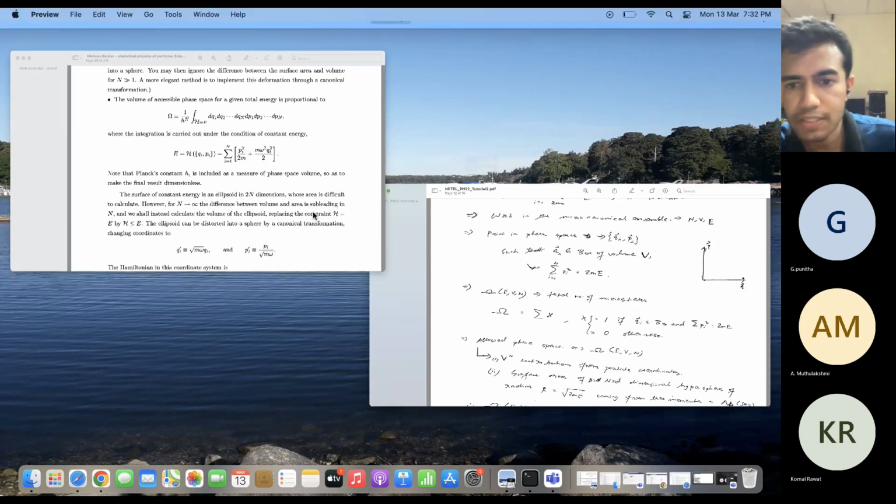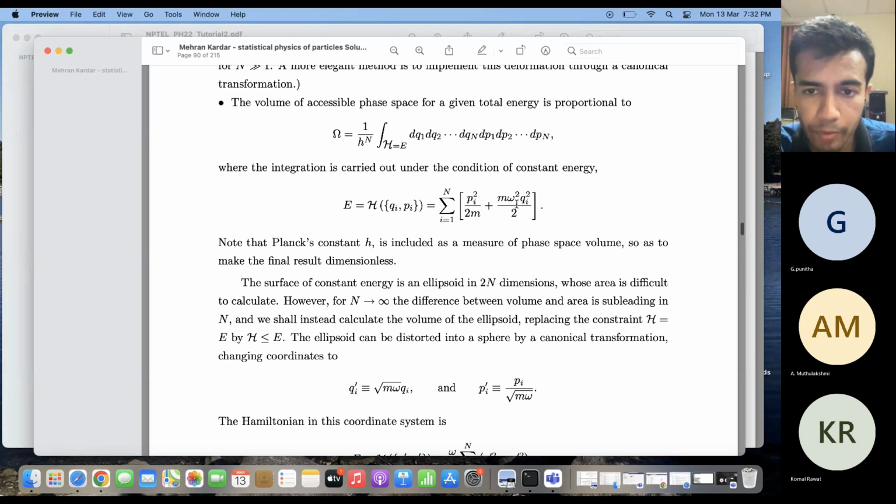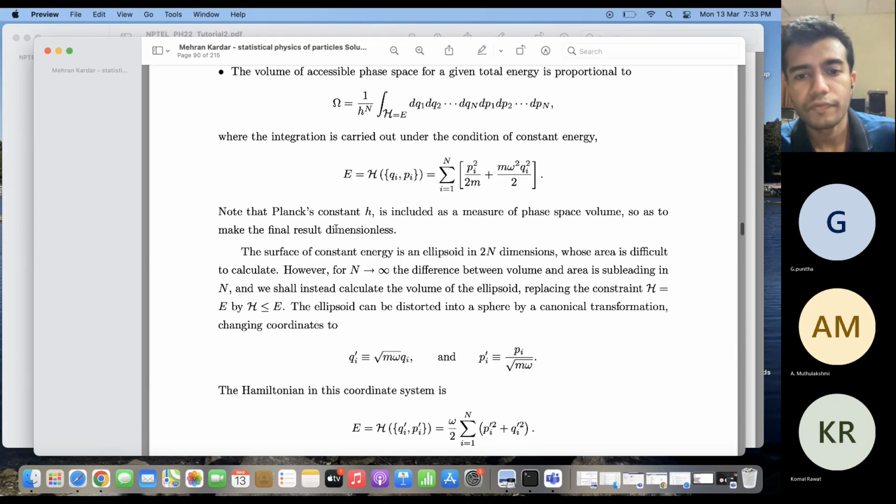But over here, you will see that because of this factor of omega, this is no longer a sphere. On the other hand, it is an ellipsoid. Why? Because you know the equation of an ellipse in 2D is x squared by a squared plus y squared by b squared equal to 1. So the surface of constant energy in 2n dimensions is actually an ellipsoid in 2n dimensions. Why 2n dimensions? Position and momentum, 2 coordinates, total number of particles n, so 2n dimensions.